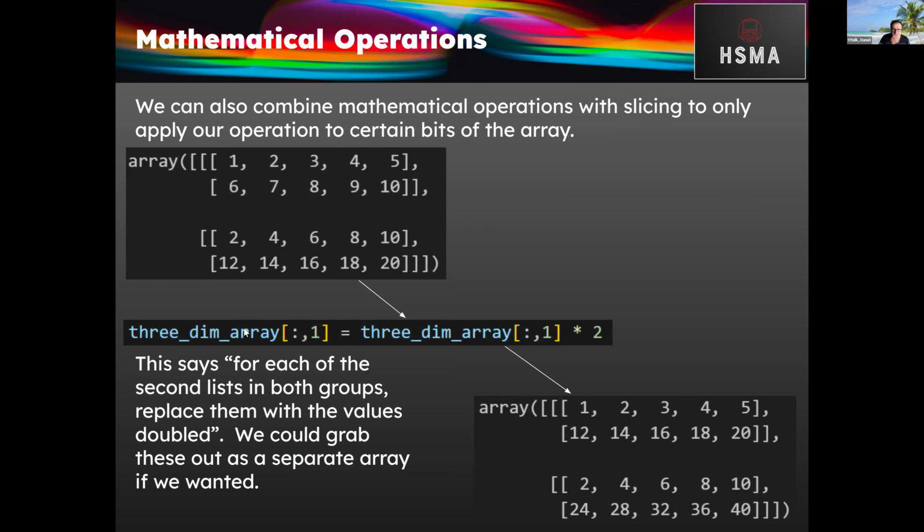That'll do it. We can also combine mathematical operations with slicing as well. So if we only want to do it to certain bits of our array, we can do that. So this here says for each of the second lists in both groups, it's a 3-dimensional array, we're specifying the coordinates of the 2 outermost dimensions. For each of those, I want you to double those only, okay? So if I only wanted to double this and this, I can do that using this notation here. And again, very easy, just say that multiplied by 2.